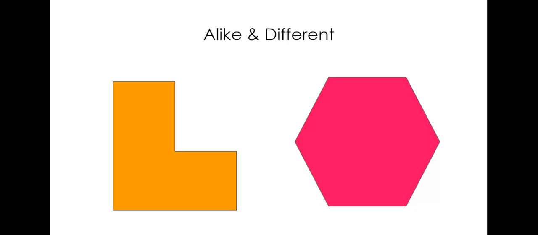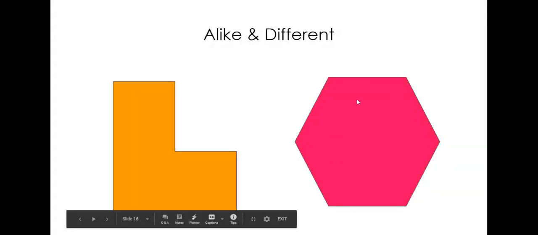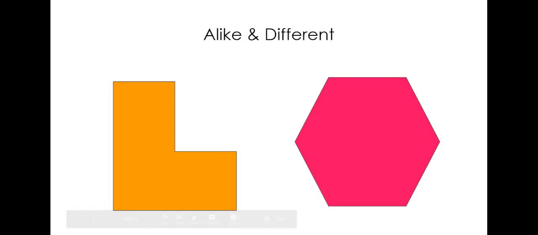Now we are going to talk about how two shapes are alike and how they are different. Both of these shapes have 6 sides, which means that they are hexagons. A lot of times when we talk about hexagons, we look at the pink one, but the orange one is a hexagon as well because it has 6 sides. Can we say both of these are polygons, yes or no? Yes, we could say both of these are polygons. So both of these are hexagons, and both of these are polygons.